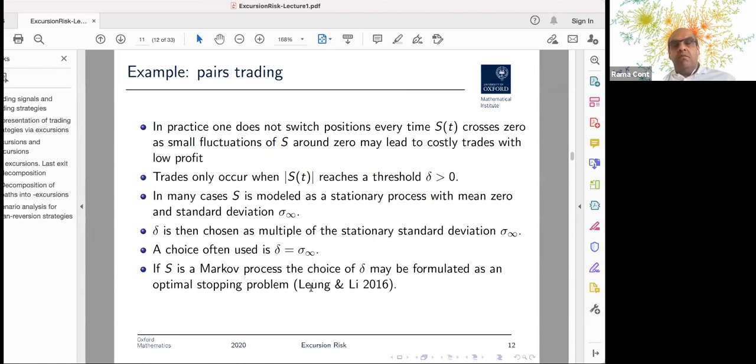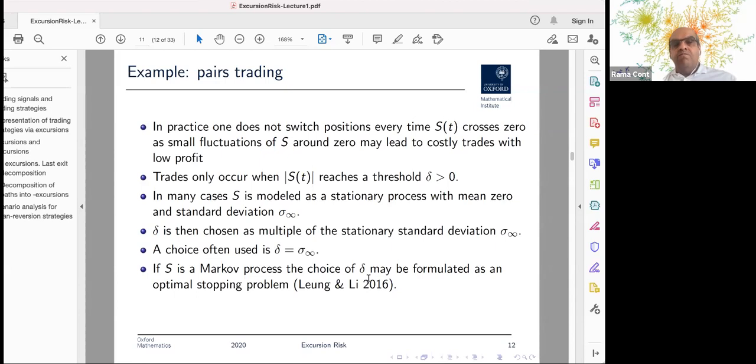For example, there's a book by Leung and Li on pairs trading. They use a stochastic control approach. You say, well, if S is a Markov process, basically choosing this threshold is an optimal stopping problem. So what's the best threshold? When do I sell? When do I buy? That's an optimal stopping problem. So delta should not be just fixed at one standard deviation. I should solve an optimization problem to choose delta.